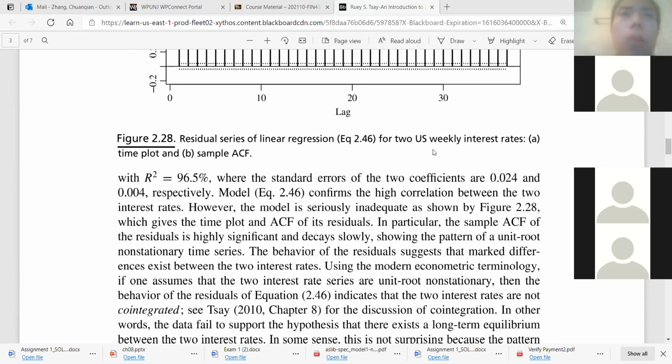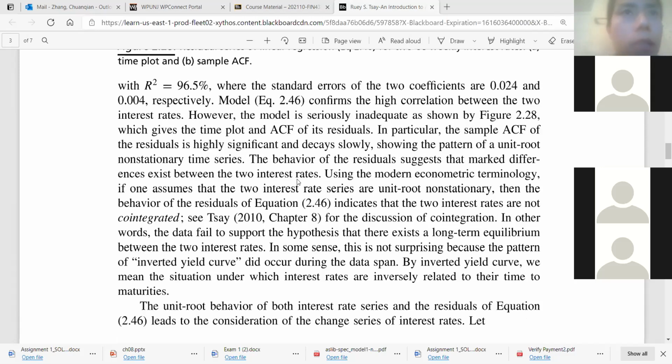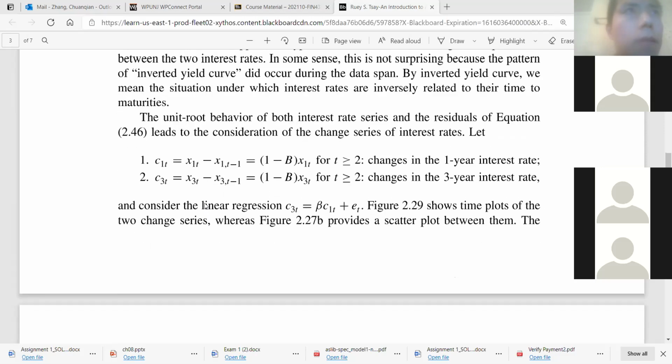So what can we find? We can find the data is very nonstationary. And remember what we can do? We can take the difference. We can take the first difference. This is the case, which is the so-called unit root behavior, right?